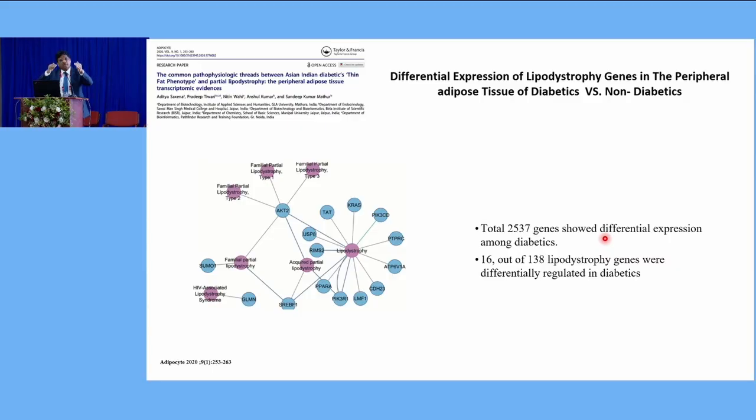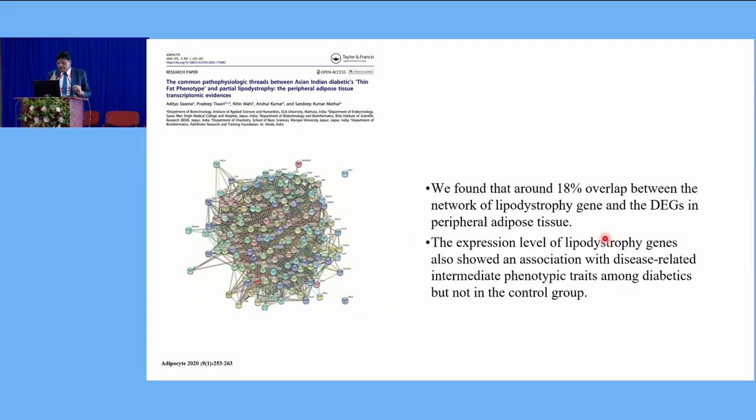They were part of a large number of genes. When we developed a network of diabetes genes, differentially expressed genes, and a network of lipodystrophy genes, I already mentioned, when we talk about gene function, we should always talk in terms of gene network, because no gene works in isolation. There was an 18% overlap between the network of lipodystrophy genes and the D genes in the peripheral compartment. So there is a 20% resemblance between these lipodystrophy genes' functional defects and type 2 diabetes mellitus.